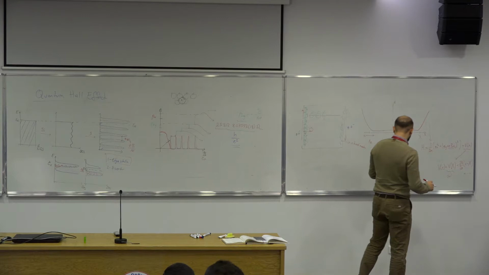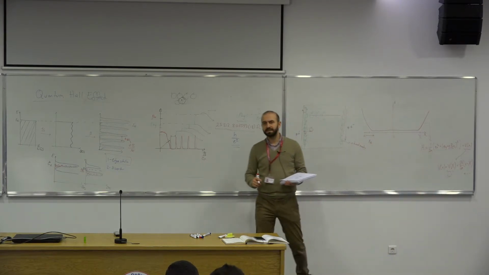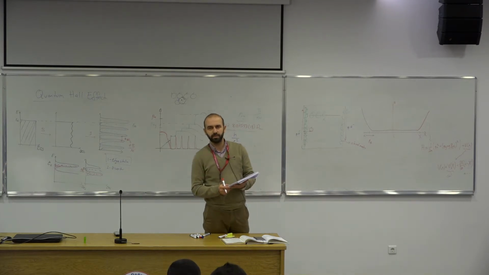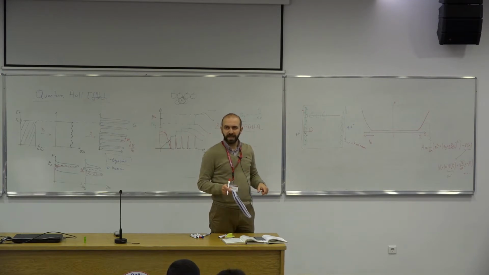So it's the magnetic length that we define for electrons moving under magnetic fields.